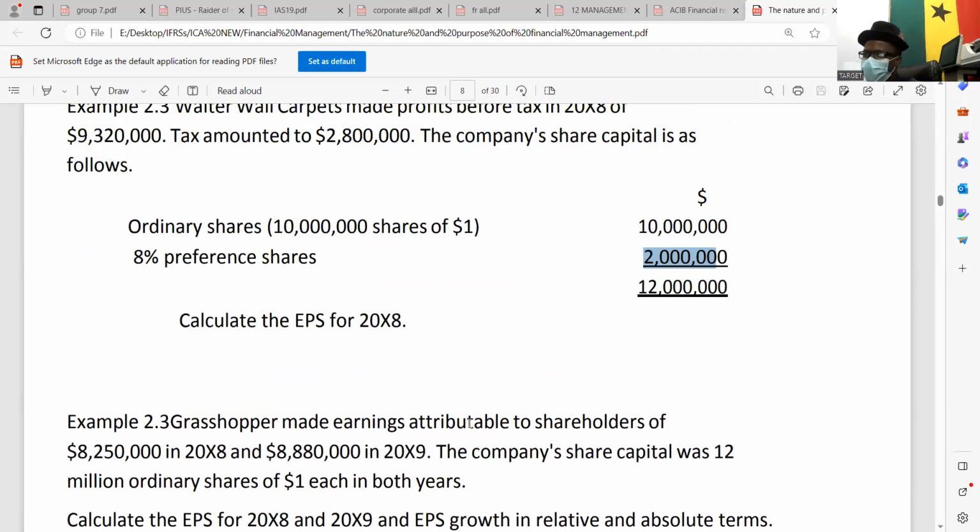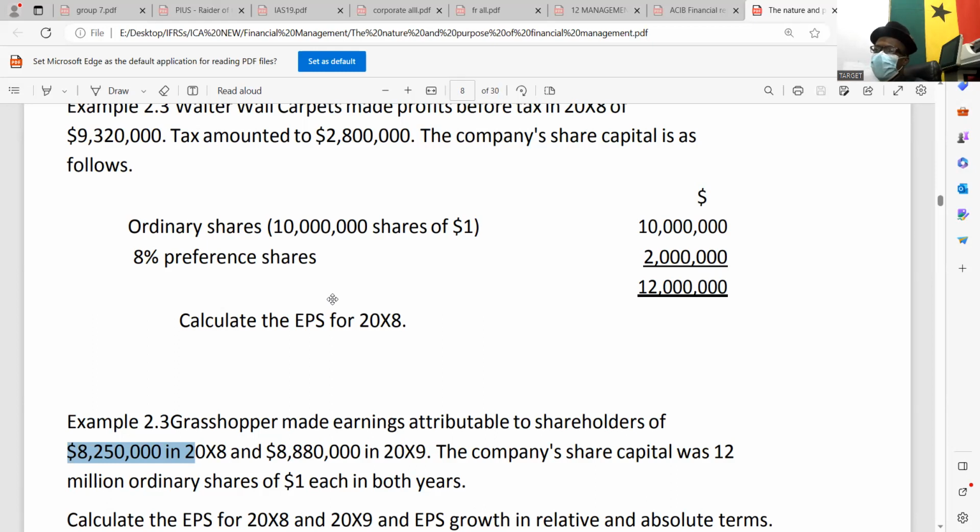It says that Grasshopper made earnings attributable to shareholders of $8.25 million in 2018 and $8.88 million in 2019. The company's share capital was 12 million ordinary shares of $1 each. Calculate the earnings per share for 2018 and 2019, and the earnings per share growth in relative and absolute terms. Please, absolute means monetary terms, and relative is a percentage. So take notice. Relative is a percentage, absolute is just the real figures, the amount, the difference.